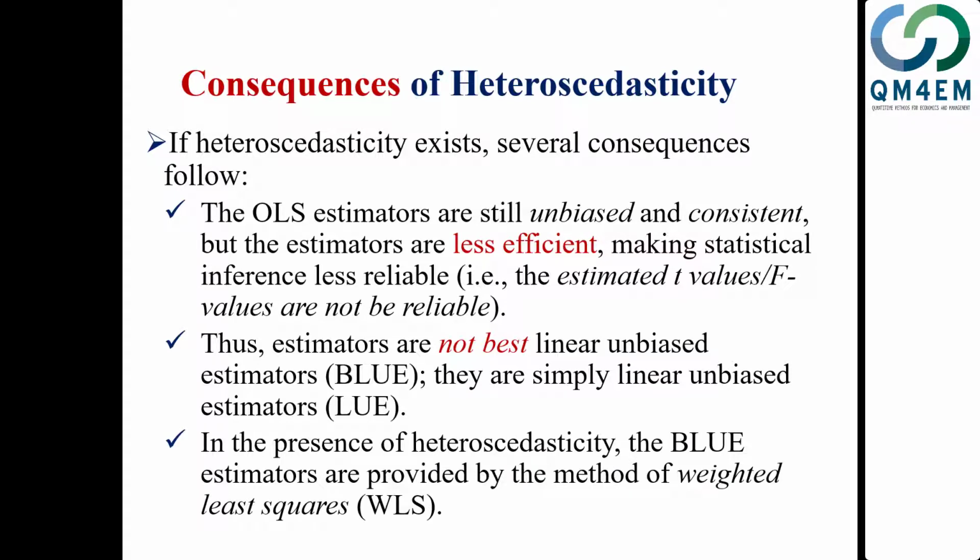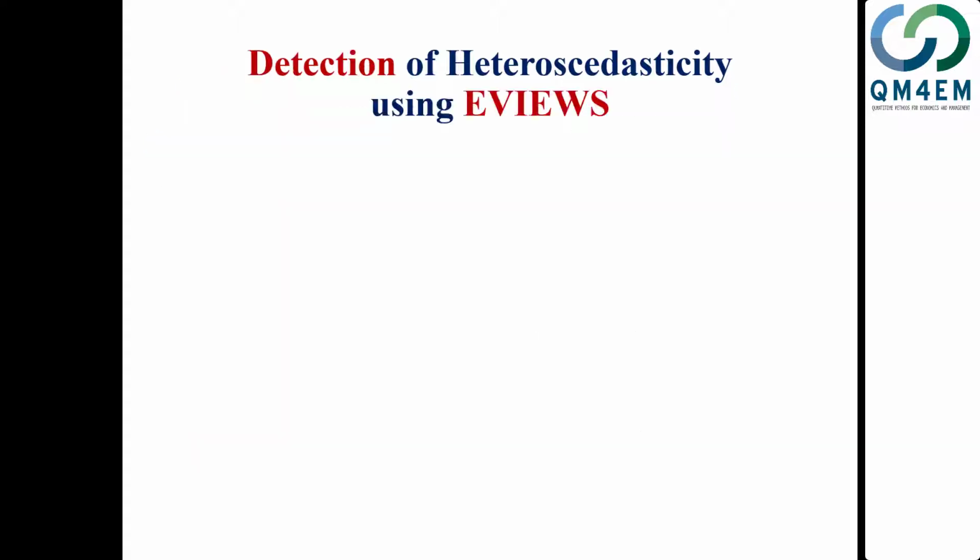So when there is a problem of heteroscedasticity, we use a different method of estimation, which we call the weighted least squares method. Today we are going to talk about that.